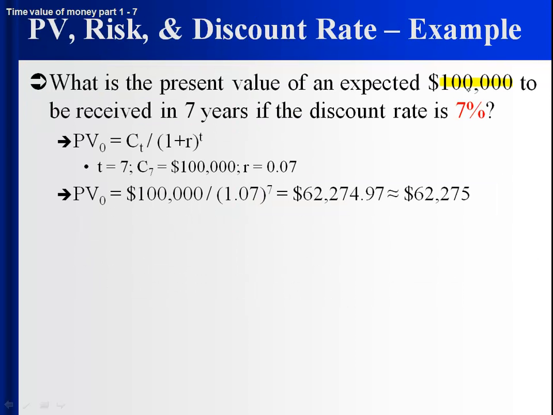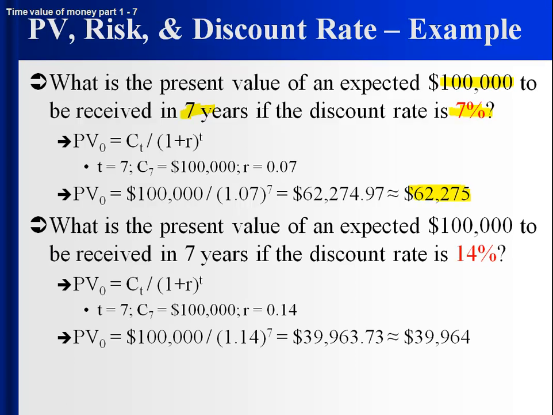So again, our $100,000 in 7 years at 7% is worth $62,275. What if you expected $100,000 in 7 years, but it was riskier? There was more risk associated with it, such that the discount rate was 14%. Well, then it's 100,000, and you're discounting for 7 years, but now you're discounting by 14%. It's only worth $39,964. It's worth less.